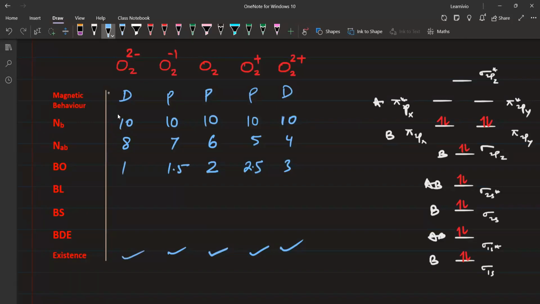Now we can talk about the bond length. So we have seen that bond length is what? It is inversely proportional to the bond order. So O2 2 negative का bond सबसे क्या होगा? सबसे ज्यादा होगा. Then you'll have O2 negative. Then you'll have O2. Then you will have O2 positive. Then you will have O2 2 positive.